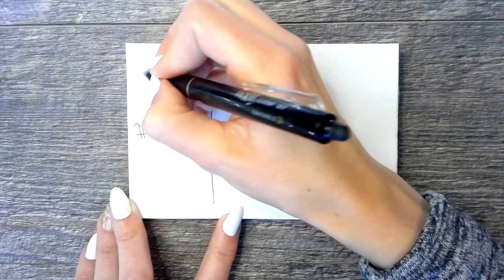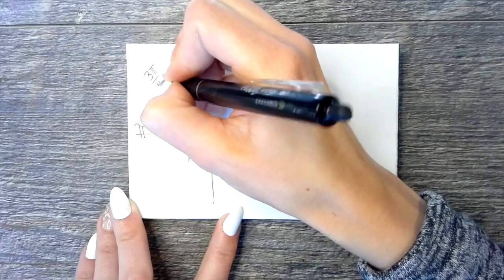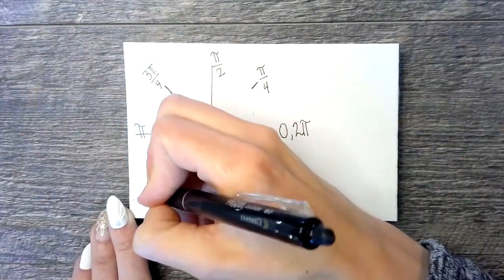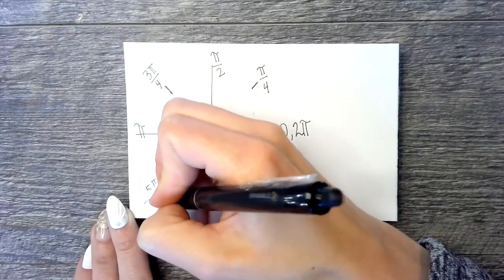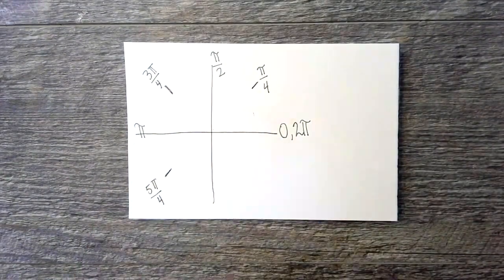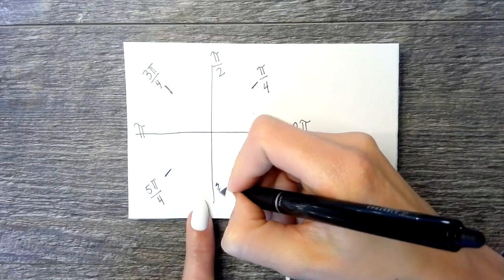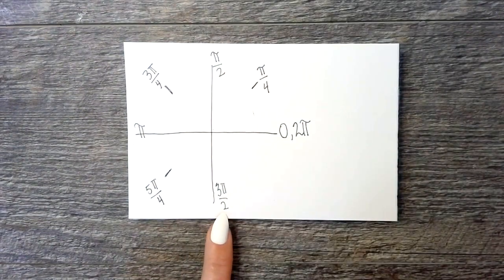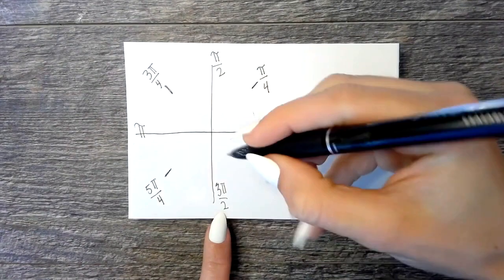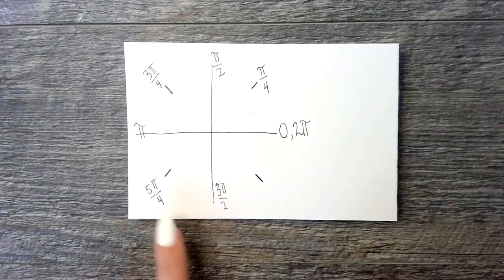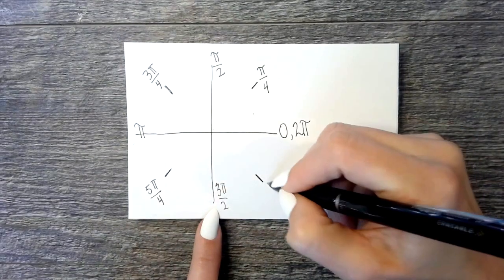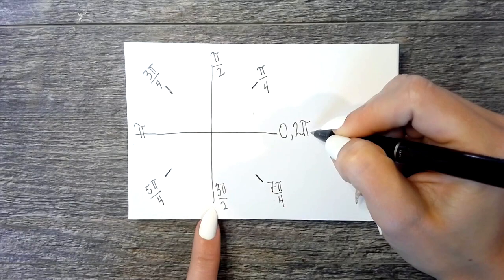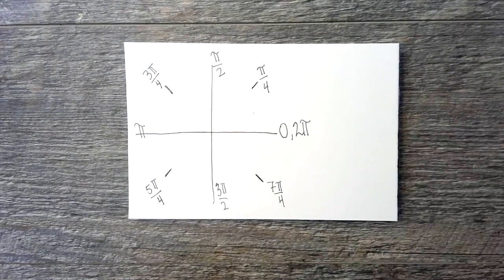3 pi over 4 comes after that. 4 pi over 4 reduces to pi. 5 pi over 4 comes after that. 6 pi over 4 will be my next angle, but I'm going to write that reduced, and that would be 3 pi over 2. So 3 pi over 2 and 270 degrees are equal. Wouldn't be a bad idea to remember that. After 6 pi over 4 is 7 pi over 4, and then 8 pi over 4 is the same as 2 pi. So we know we did it right.